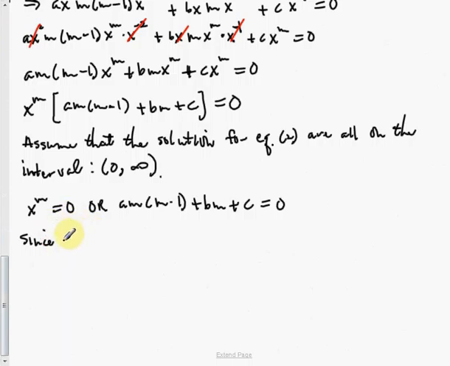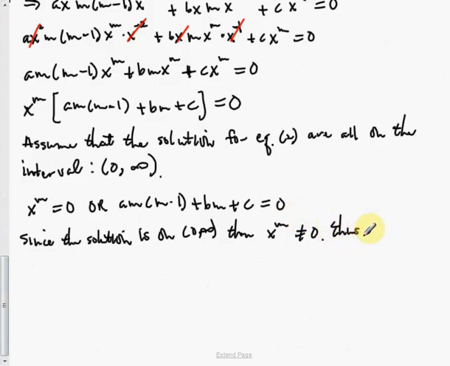Since the solution is on this interval, then x to the m is not equal to 0. Thus, we have a times m times m minus 1 plus bm plus c is equal to 0.